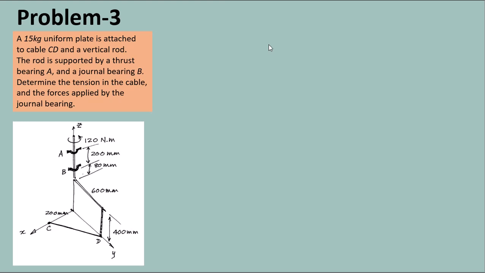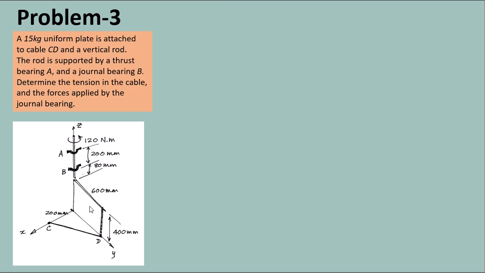Now let's look at the third problem. A 13 kg plate, which is vertical here, is attached to a vertical rod, and is also attached to a cable CD. We have a thrust bearing at A, a journal bearing at B.